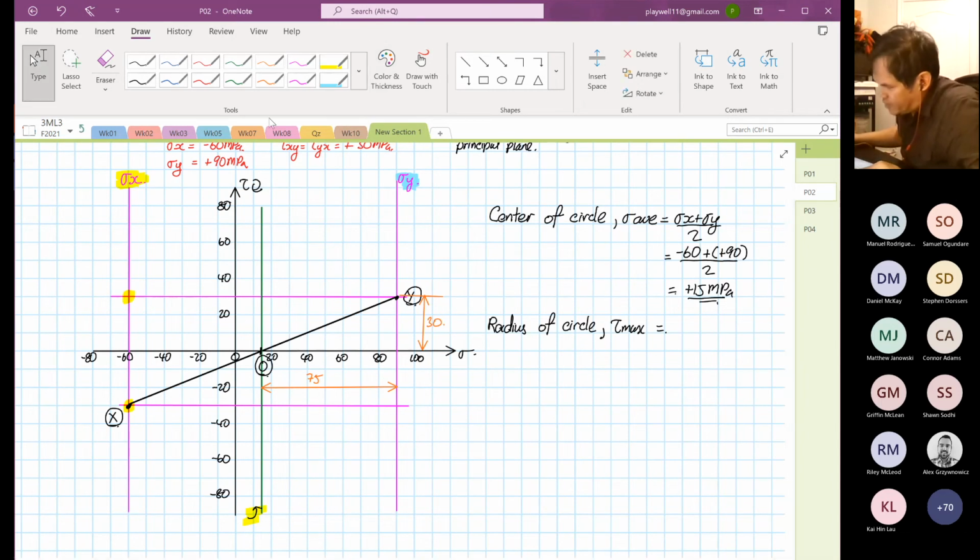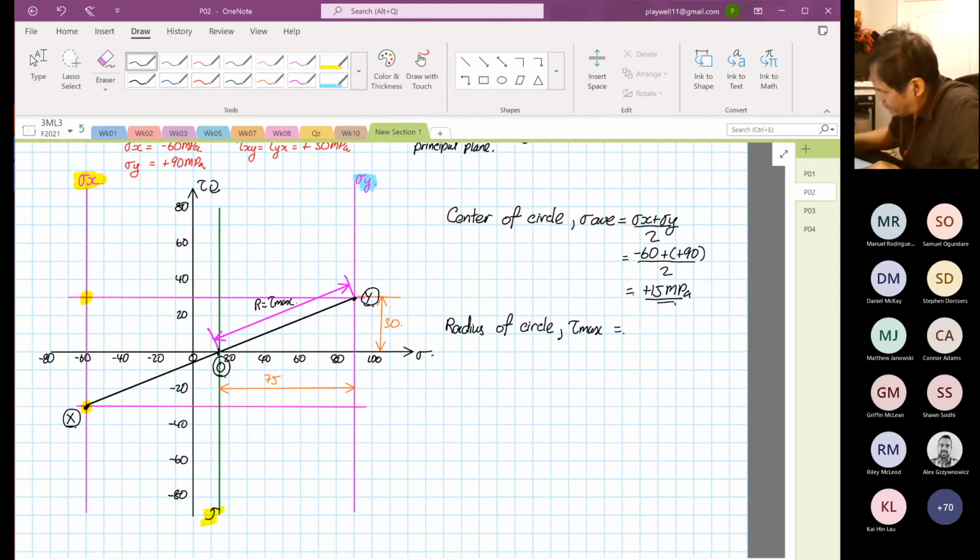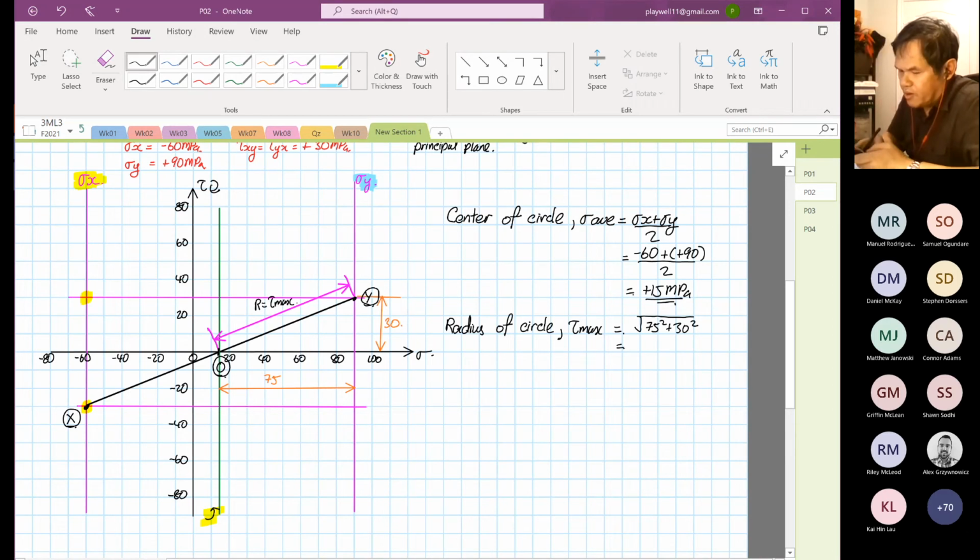So to find the radius, where is the radius of our circle? What we are trying to find is this. This is our R, which corresponds to our tau max later on, you'll see. So the radius of the circle, very basic math, is equal to the square root of 75 squared plus 30 squared. So it's equal to 80.777.